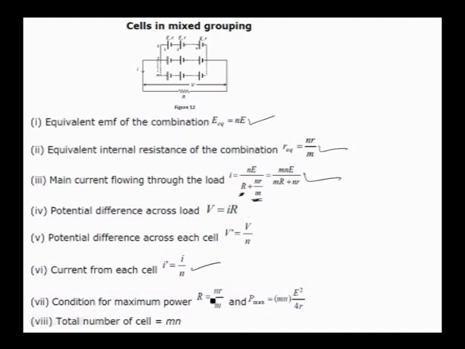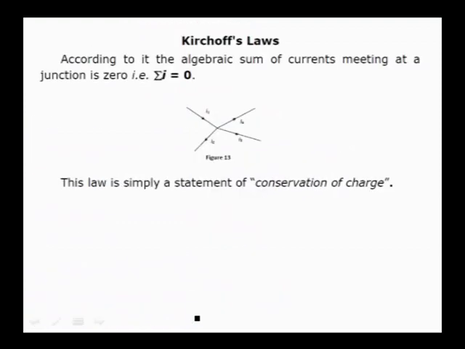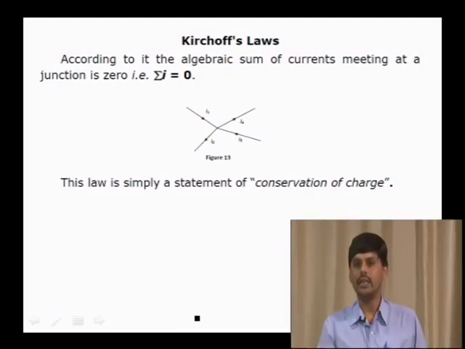So that is R equal to Nr divided by M, then the power is maximum. The total number of cells in this combination is equal to M into N. Next we will move on to the Kirchhoff laws. According to it, the algebraic sum of the currents meeting at a junction is 0. Mathematically, we can write sigma I is equal to 0.